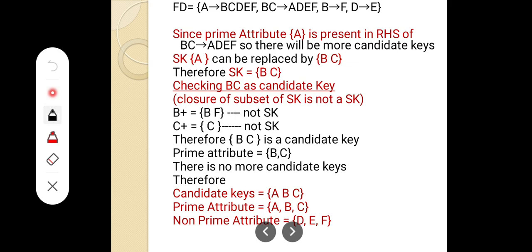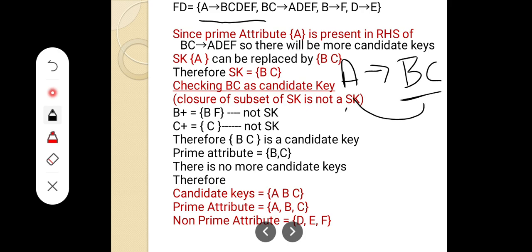Now check whether any more candidate keys are there. Our prime attribute is BC. How to check that? Whether this BC is available in the RHS. Yes, here it is. A determines B, C, D, E. That is, we can write A determines B, C. That is, this BC can be replaced with A.